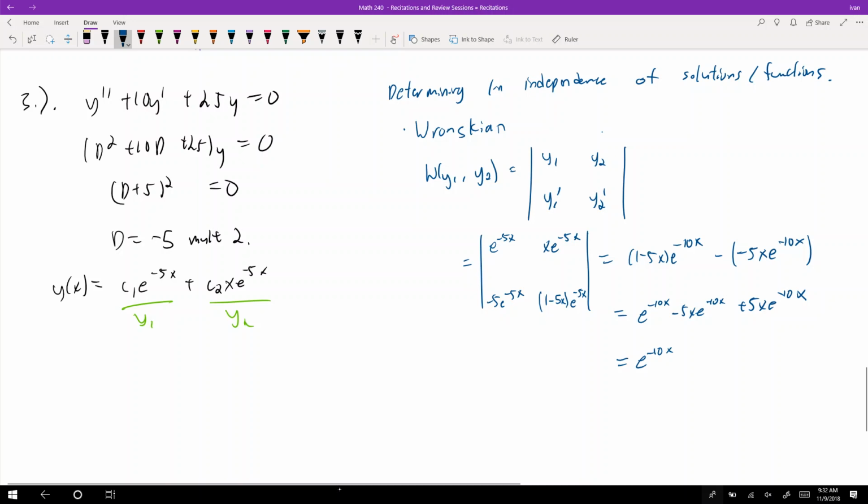The important thing is, can e to the negative 10x ever be 0? Remember the exponential graph: it asymptotes towards 0, but it's never actually 0. So this thing's never 0, so this is linearly independent. You know that y1 and y2 are linearly independent because your resulting determinant can never be 0.